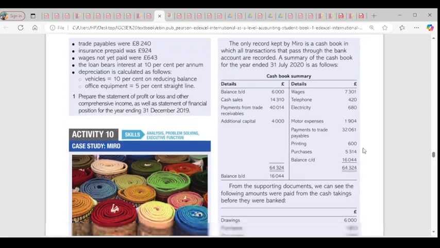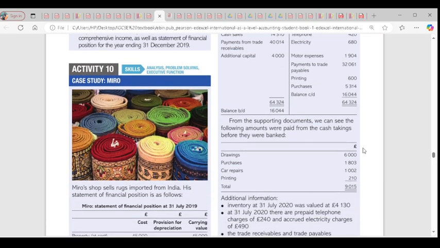They said the only record kept by Miro is the cash book because it's an incomplete record. We want to make it complete. All transactions that pass through the bank account are recorded. A summary of the cash book for the year ended is given. We have the cash summary and we have a supporting document which has our cash takings.